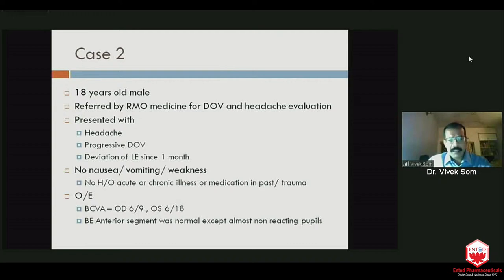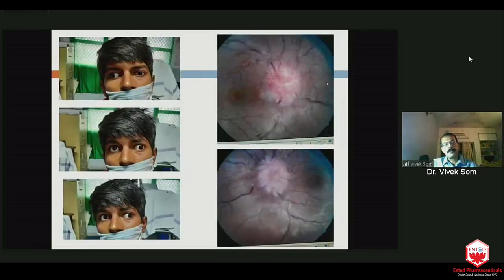There was no other significant history. On examination, his best corrected visual acuity in the right eye was 6/9 and in the left eye was 6/18. Anterior segment was normal, except for almost non-reacting pupils. The left eye had an afferent pupillary defect and the right eye had a very sluggish reaction to light. On evaluating, he had a restriction of ocular movements, or rather third nerve palsy, in the right eye.